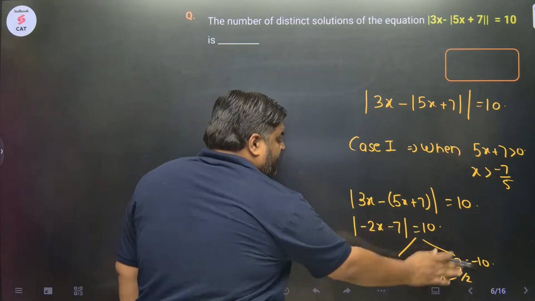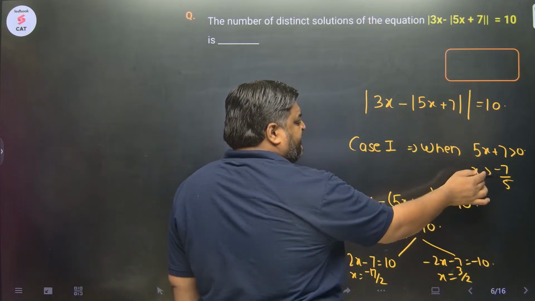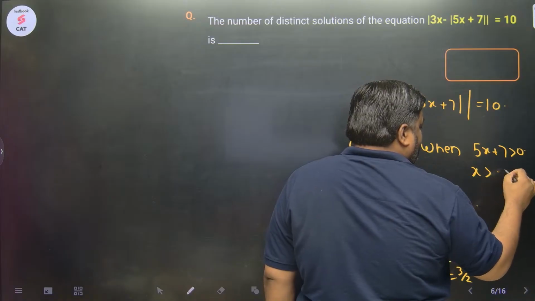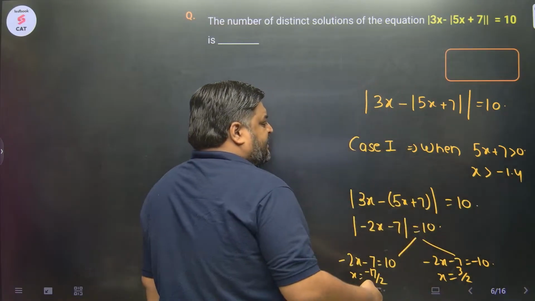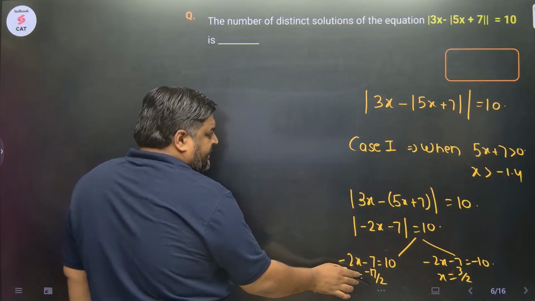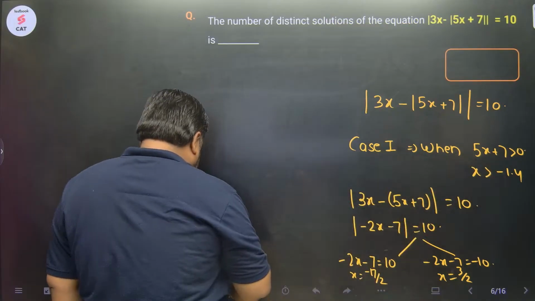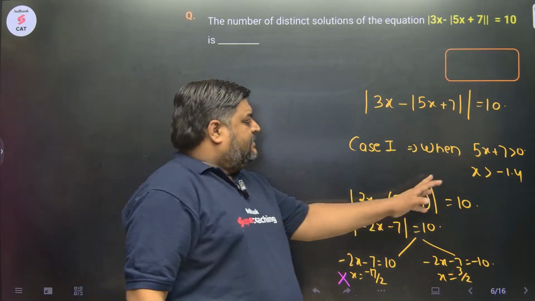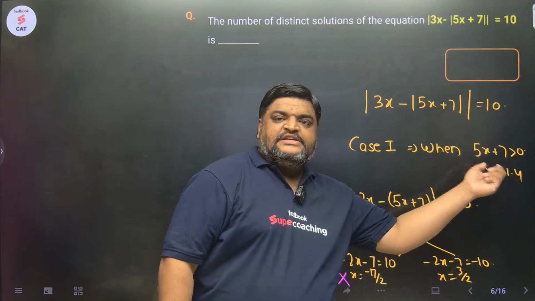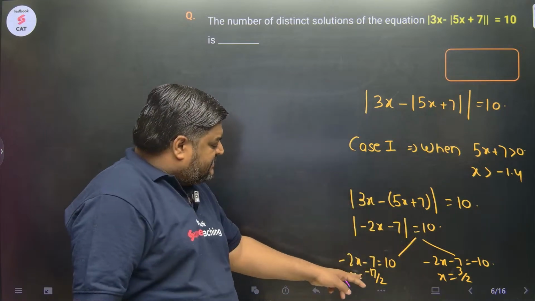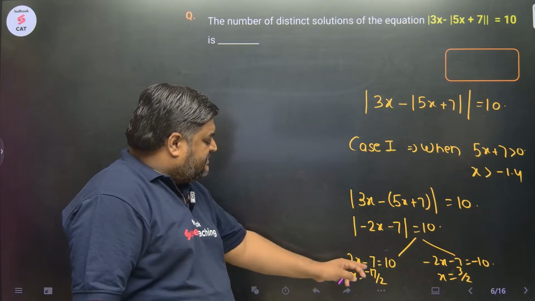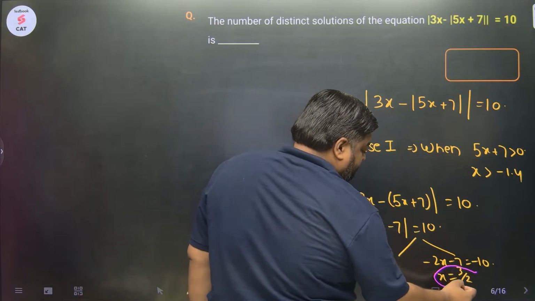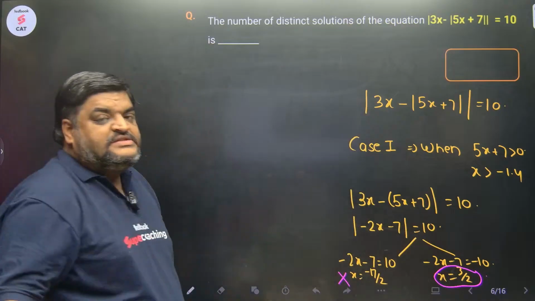But here I know that x has to be greater than minus 7 by 5. मतलब x has to be greater than minus 7 by 5, which is somewhere around minus 1.4. x इससे बड़ा होना चाहिए. But this minus 17 by 2 is less than this. So this is not an acceptable value of x. I know that my basic assumption says that x has to be greater than minus 1.4. This is technically less than minus 1.4, so it is not an acceptable value of x. So one possible value of x is 3 by 2.